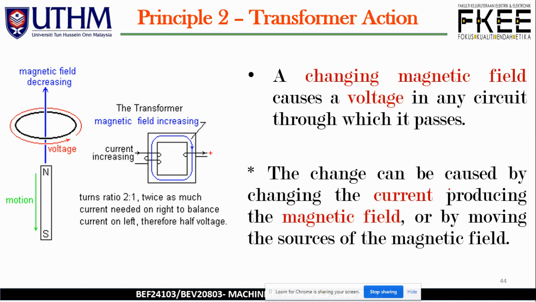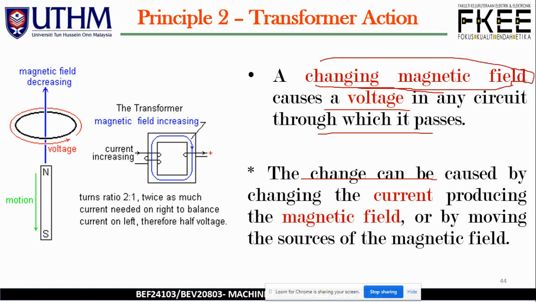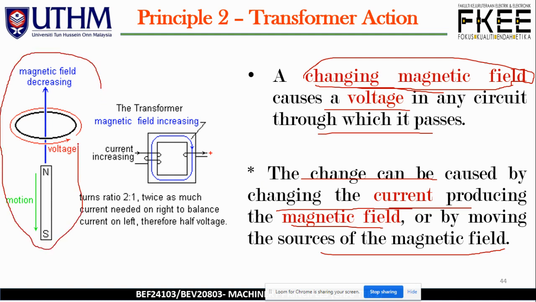All right, now moving on to the second principle, transformer action. Some definitions on how to understand this particular principle. A changing magnetic field causes a voltage in any circuit through which it passes. Looking into more detail, the change can be caused by changing the current producing the magnetic field, or by moving the sources of the magnetic field. This is the best illustration or diagram we can understand.